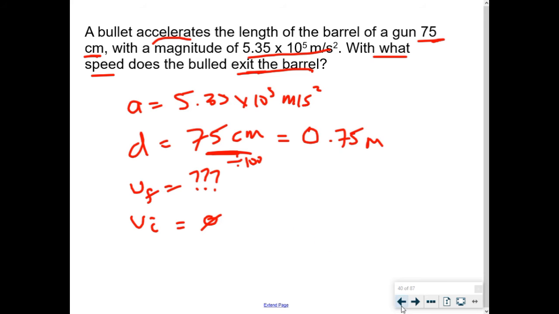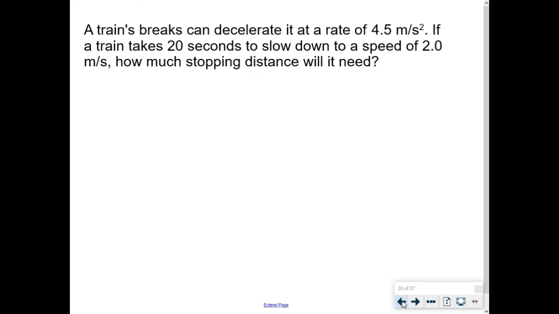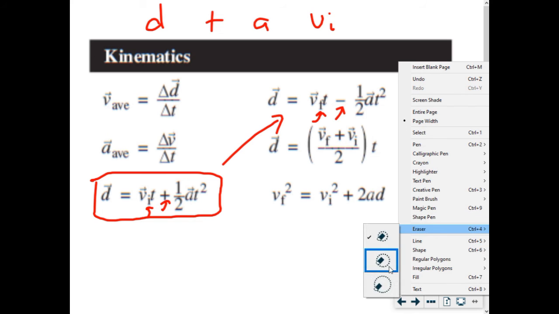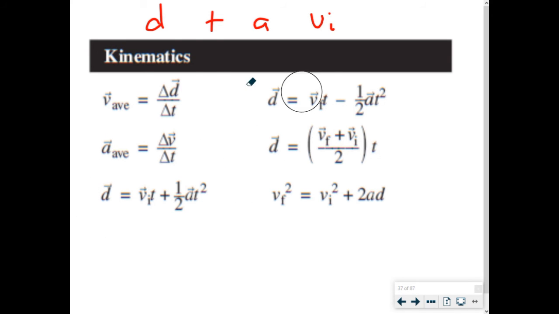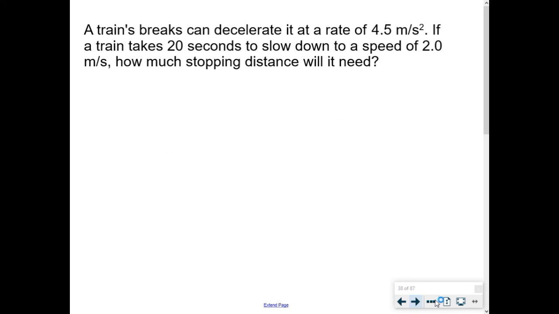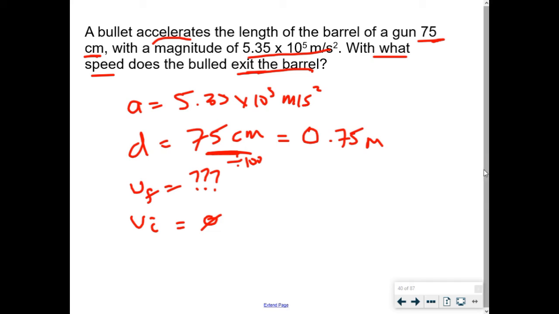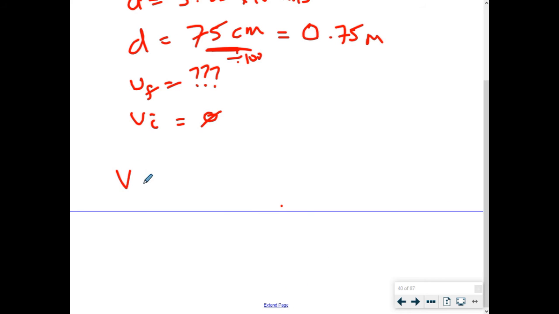Speeding up a little bit, we want to go back and find a formula that involves Vf, Vi, acceleration, and distance. So the formula, if you have it on your formula sheet, was Vf squared equals Vi squared plus 2AD. And we have to isolate for Vf. Well, Vf is almost isolated.